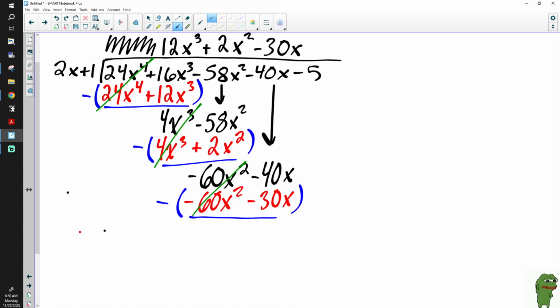Wait, 70. Negative 40 minus negative 30. Negative 10. 7. One more to drop low. Bring down your minus 5. Here we go. What do I do to my 2 to turn it into a negative 10? Negative 5. Negative 5 is correct.